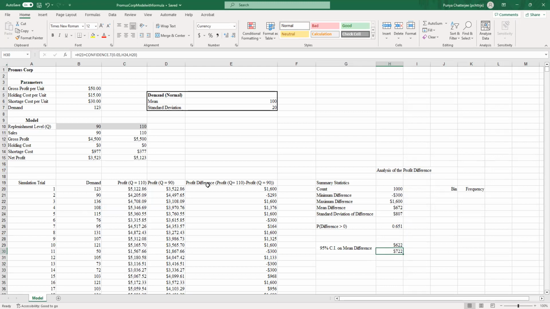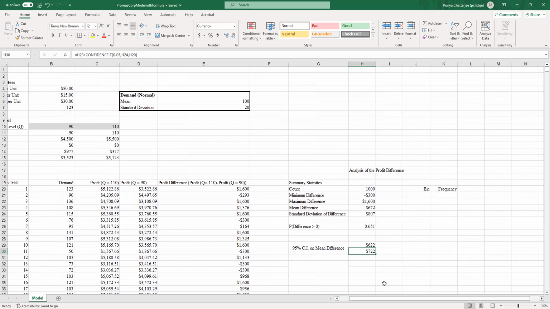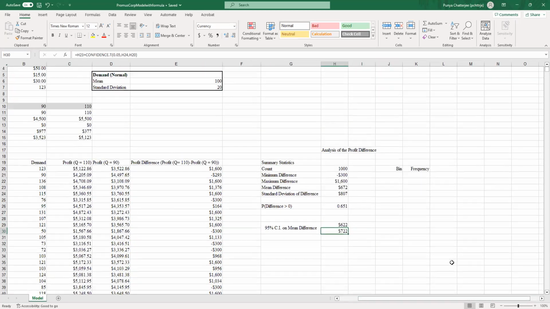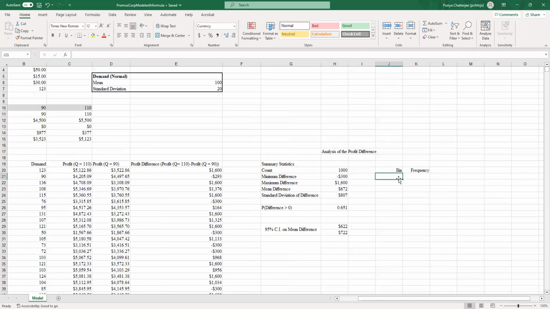that you should probably stock 110 units instead of 90. However, what we still don't know is the whole risk profile. We still don't know the individual chances of each of these profit differences. So to do that, we need to do a risk analysis, and by risk analysis, I mean we need to create a histogram.